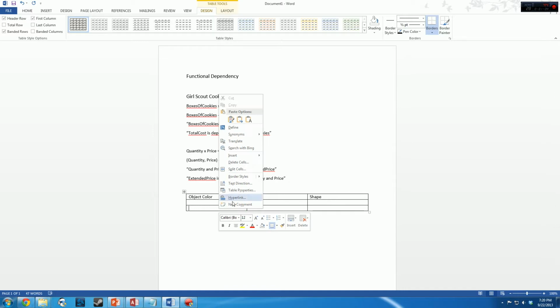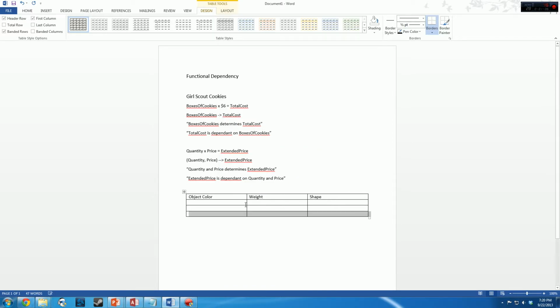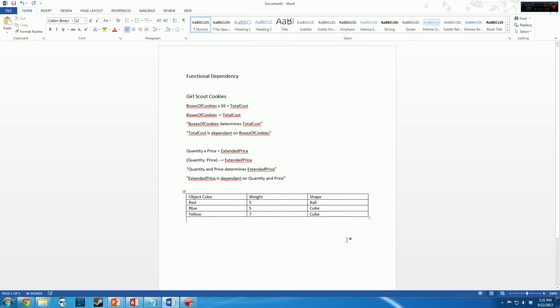And this is actually data about objects. So we've got a red something that weighs 5 pounds and it's a ball. We have a blue something that weighs 5 pounds and it's a cube. We have a yellow something that weighs 7 pounds and it's a cube. So there are functional dependencies in this data as well. So let's begin by discussing in data what a functional dependency looks like.